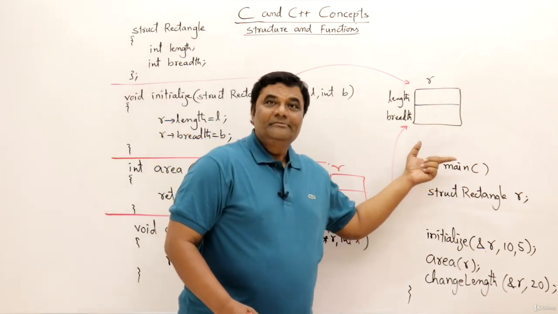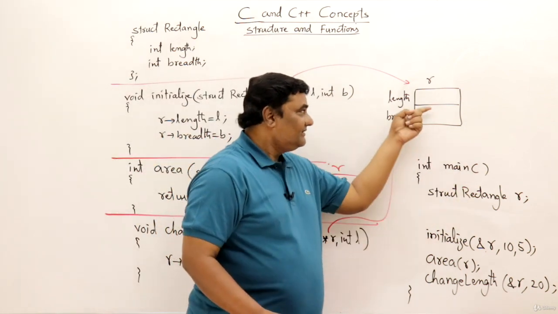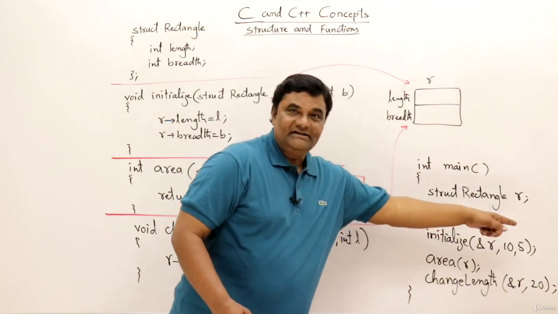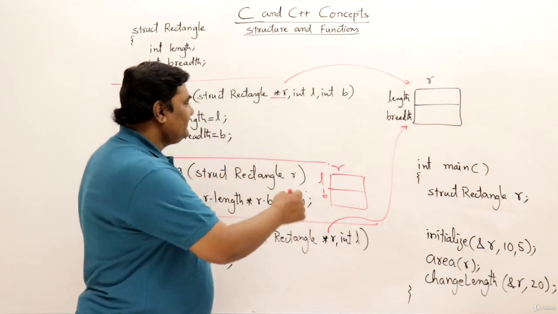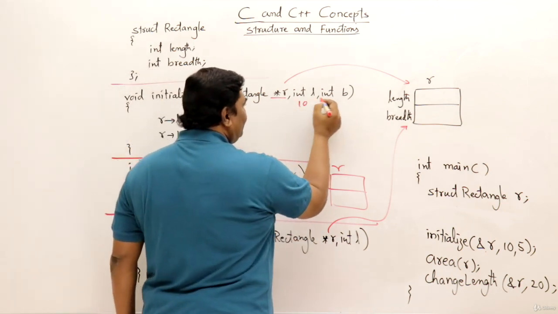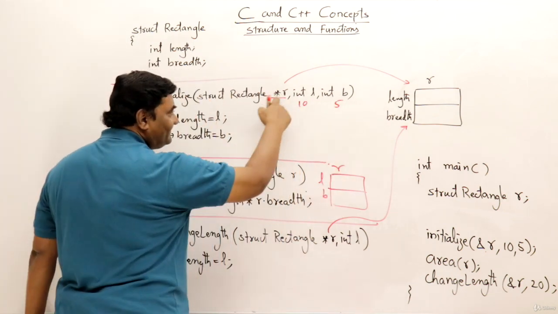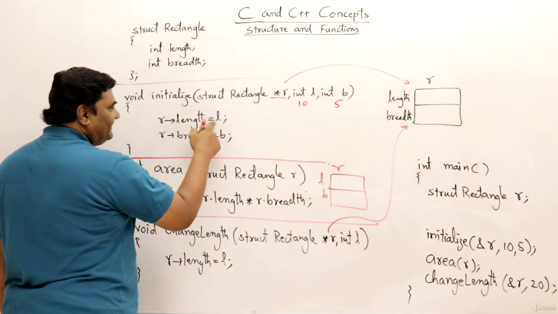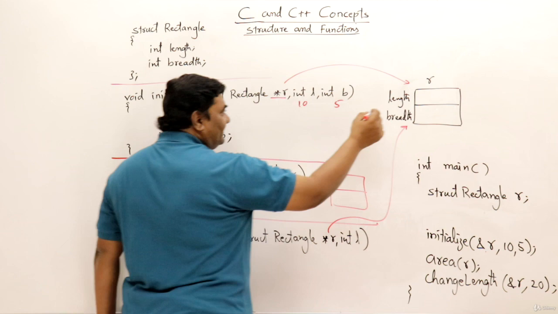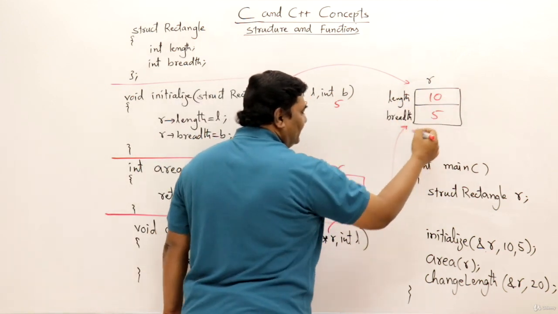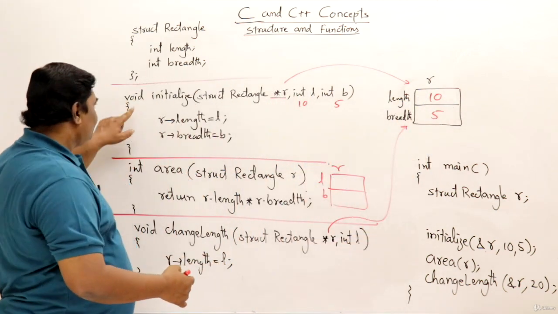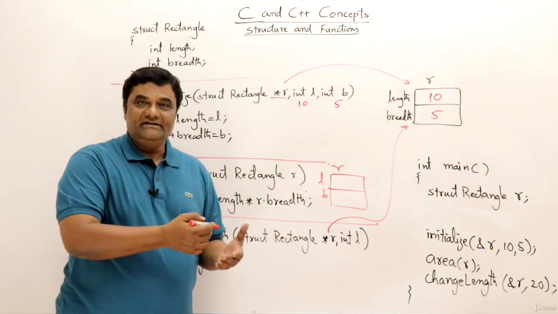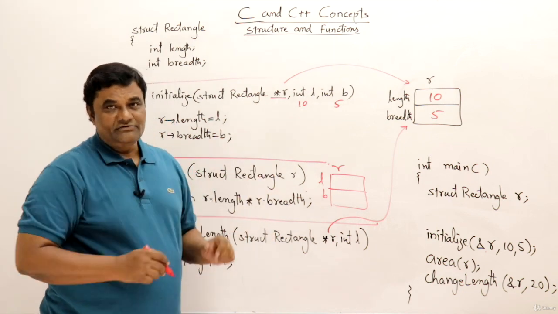Let us start executing. Main function having a rectangle, this one. Then it calls the initialize function by sending an address and new values for length and breadth. Length and breadth are called by value: 10 is copied in this one, 5 is copied in this one, and this is a pointer to that rectangle that belongs to the main function. And r dot length is assigned L and breadth is assigned B. So this will be 10 and 5.